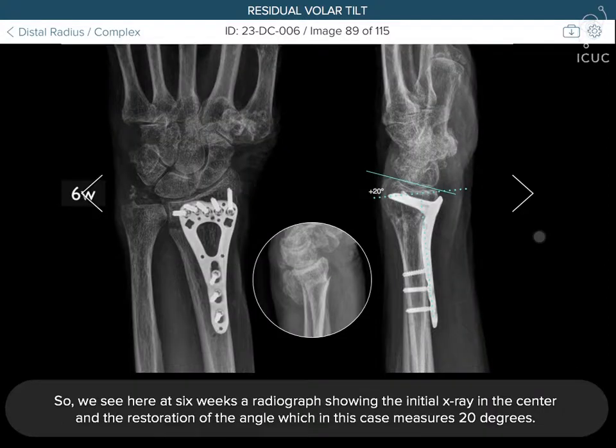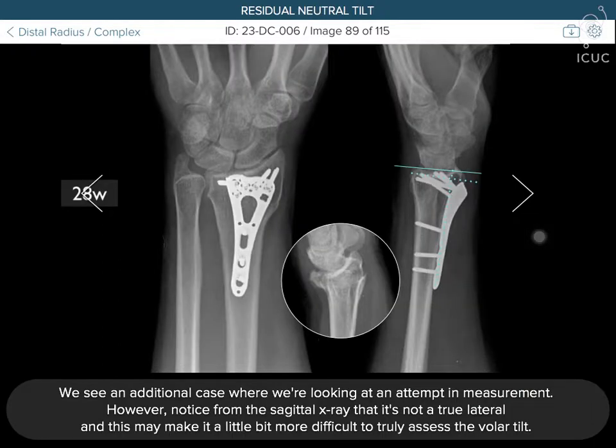radius. So we see here at 6 weeks a radiograph showing the initial X-ray in the center and the restoration of the angle, which in this case measures 20 degrees. We see an additional case where we're looking at an attempted measurement. However, notice from the sagittal X-ray that it's not a true lateral, and this may make it a little bit more difficult to truly assess the volar tilt.